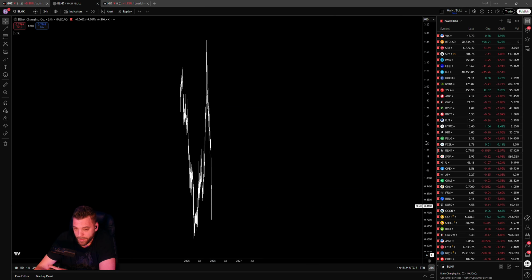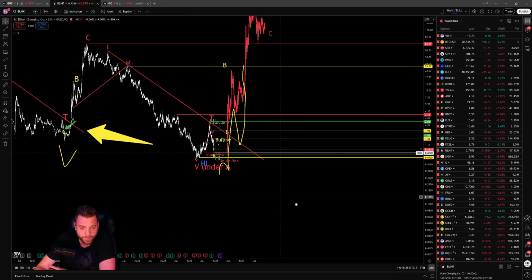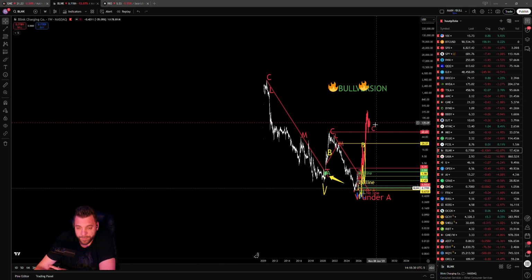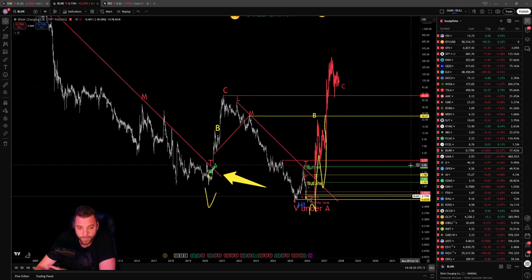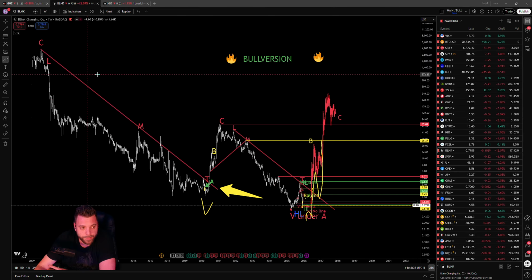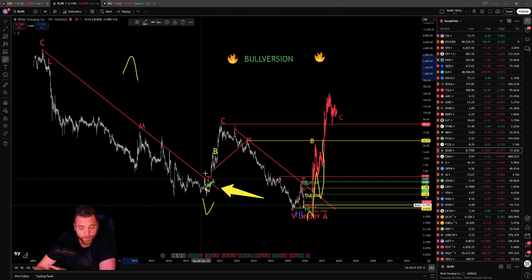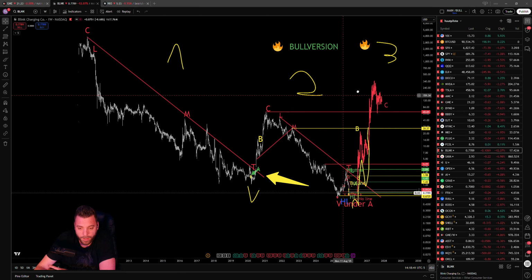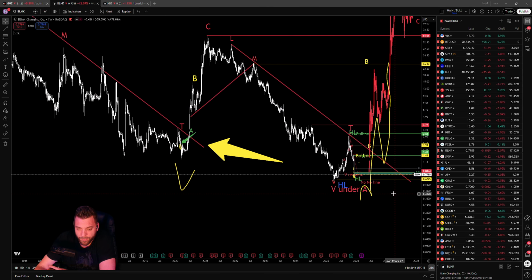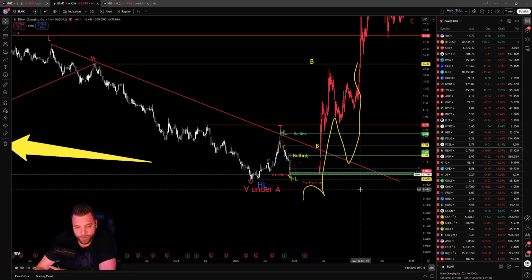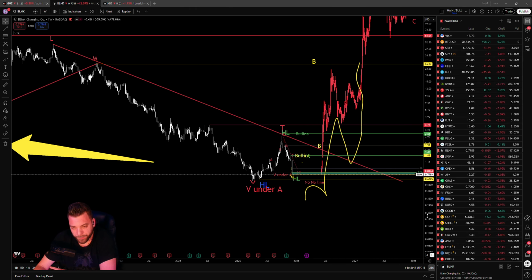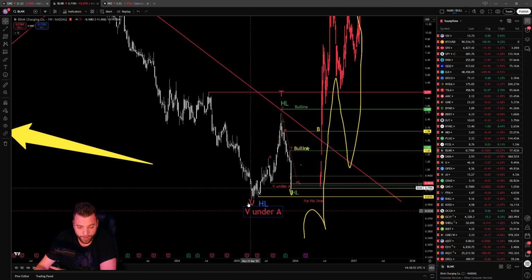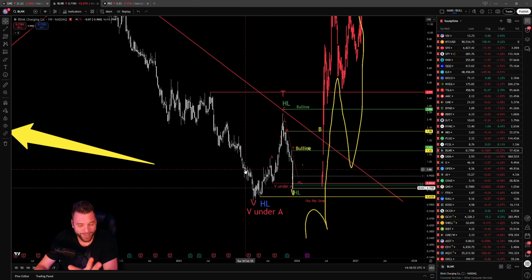Next one, BLNK. So here's our bullish chart for BLNK. We are already in our third fractal. So this is one, second, this is the third one. So for the bullish version, we already finished the first. No, we finished, oh yeah, okay, sorry.